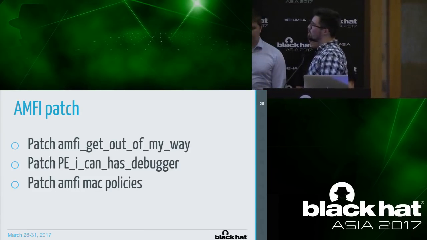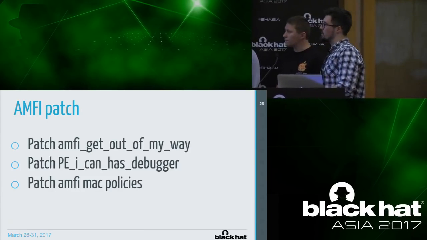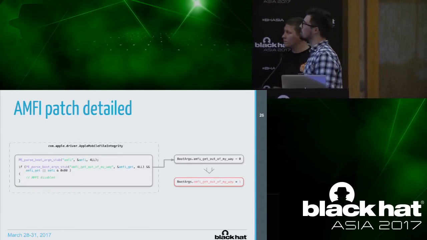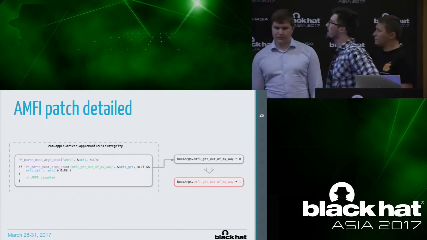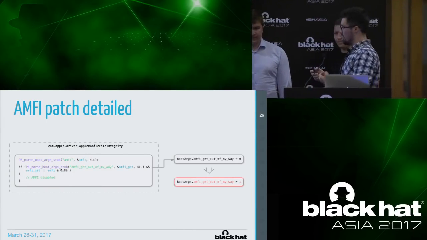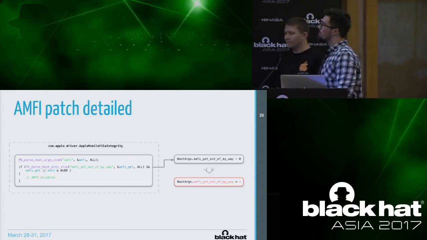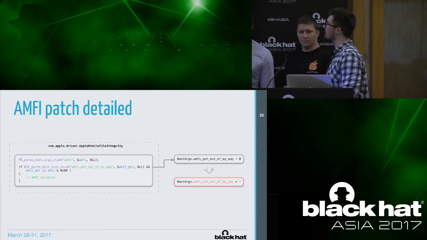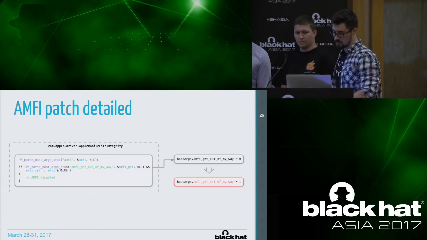Another way, we can patch only the interesting policies directly in AMFI text. This is how it looks like. So as I said, AMFI init respects the AMFI and AMFI get out of my way boot arguments. If they exist, it reads the corresponding values of these boot arguments and sets the variables. So we can directly patch these variables to get AMFI get out of my way functionality.